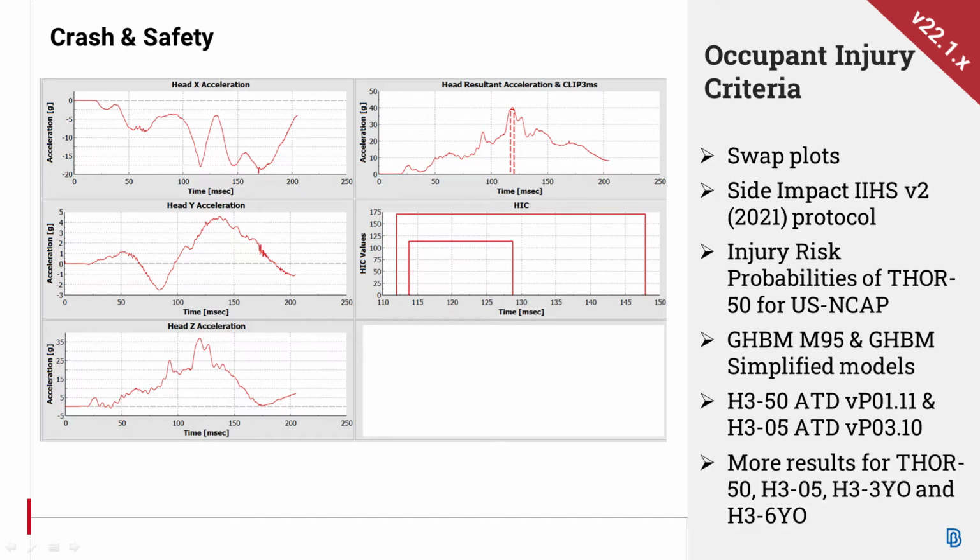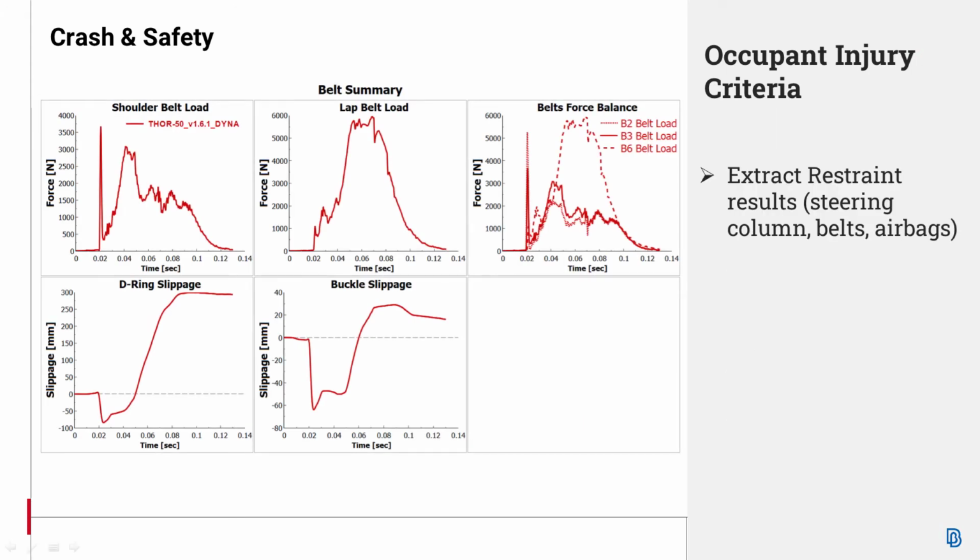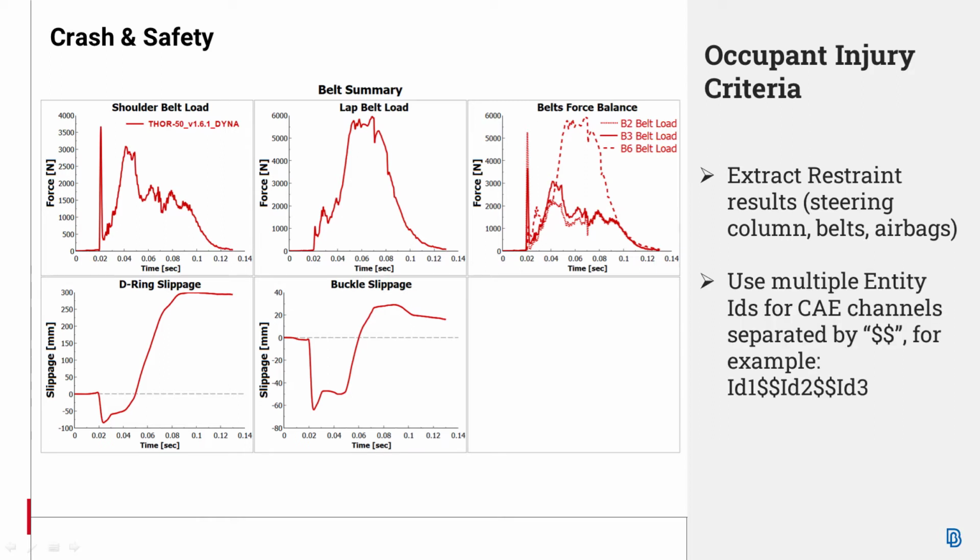Even more results are calculated for Thor 50, H305, H3 3-year-old and H3 6-year-old dummies. It is now possible to extract specific restraint results such as steering column, belts and airbags for each processed occupant. It is also possible to use multiple entity IDs for CA channels separated by $ signs.